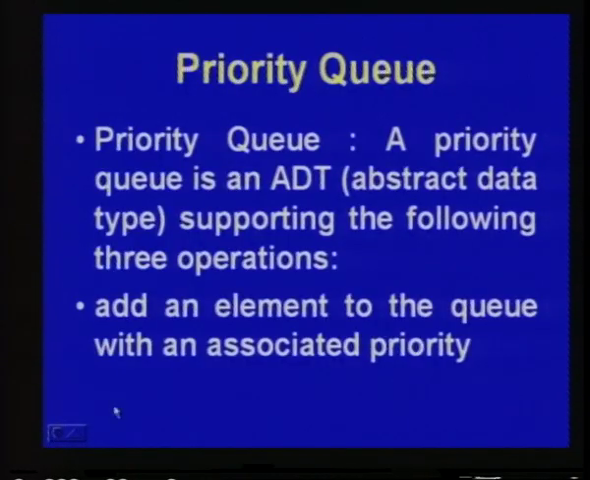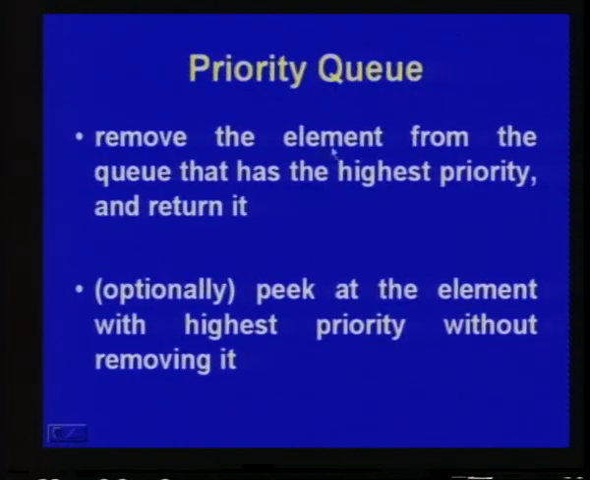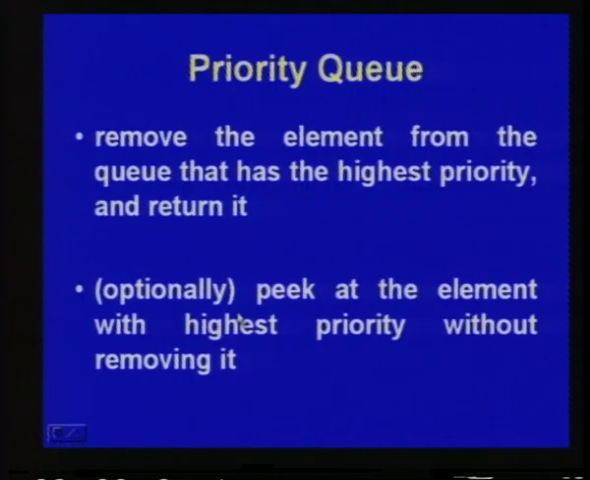Add an element to the queue with an associated priority. So, add an element, that is the first operation that you do. Remove the element from the queue that has the highest priority and return it, or you can have another operation where you just want to look at the element with the highest priority and you do not want to remove it. So, this is like accessing that element.